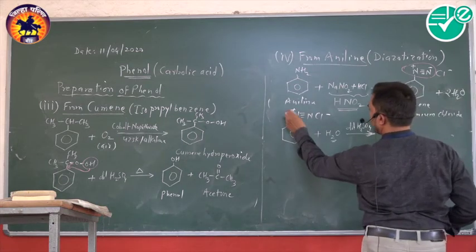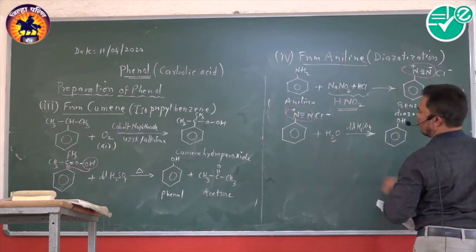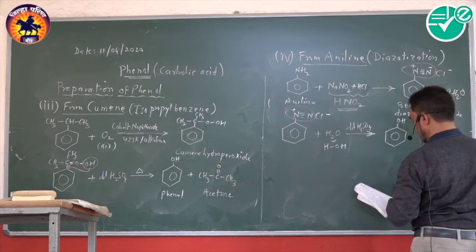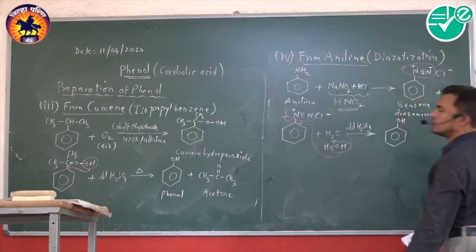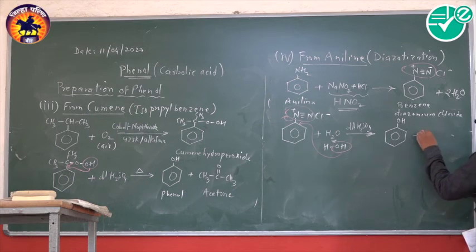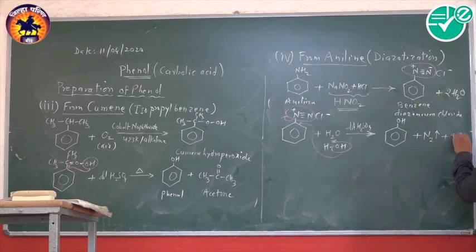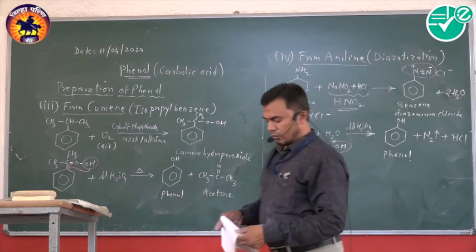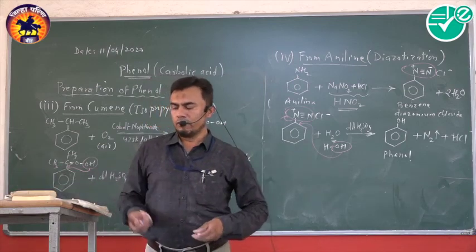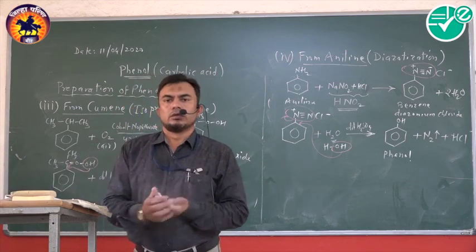Here the diazonium group gets substituted by the OH group from water. So here the negatively charged hydroxyl group replaces the diazo group, that is nitrogen, and it evolves as a gas. Now hydrogen combines with chlorine, so it becomes HCl. This way we get the formation of phenol. All these methods are very important from the exam point of view. You have to remember each step and their reagents. Thank you.